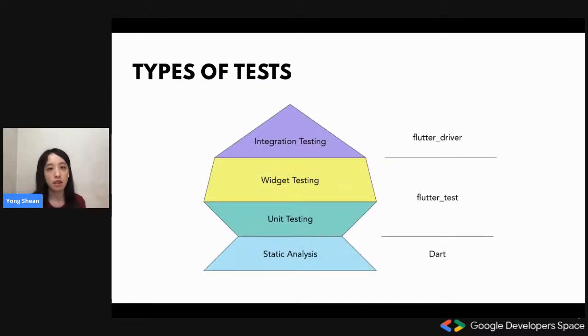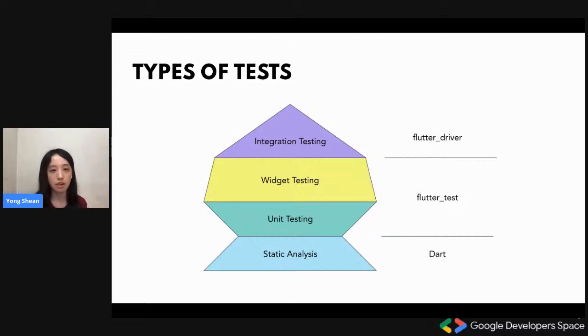There are generally 4 different types of testing. If you are not new to software testing, then probably you have seen this before. I adopted this diagram from the testing pyramid that was created by Kent C. Dodds from the React world. If you have heard about him, then probably it's not new for you. So there are 4 different types of tests here.